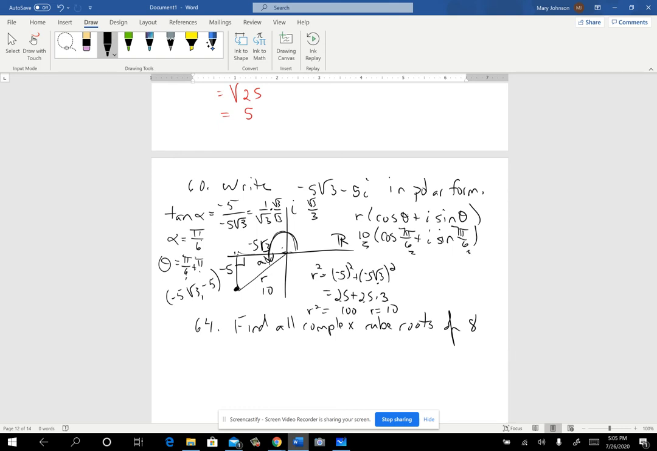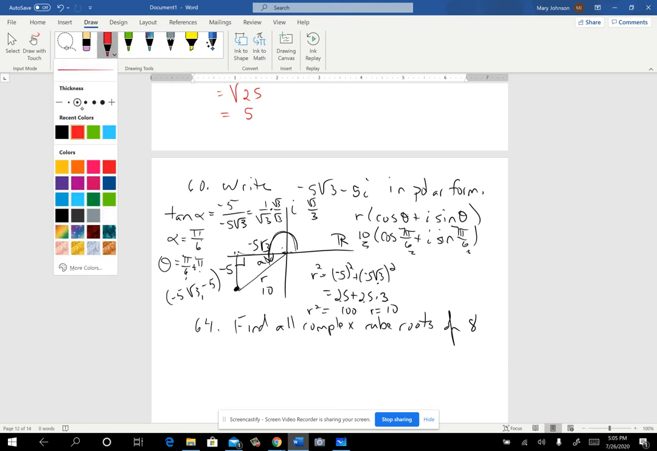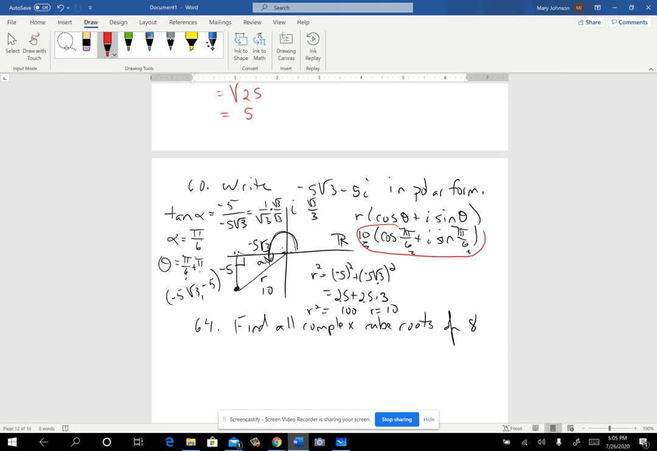All right, so that problem said to write the complex number in polar form, and they explicitly said to make sure we use radians for the argument. So we wound up with 10 cosine 7 pi over 6 plus i sine 7 pi over 6. Let me circle where that answer is. So right in here. Okay.